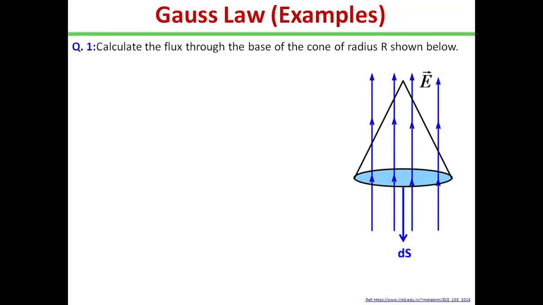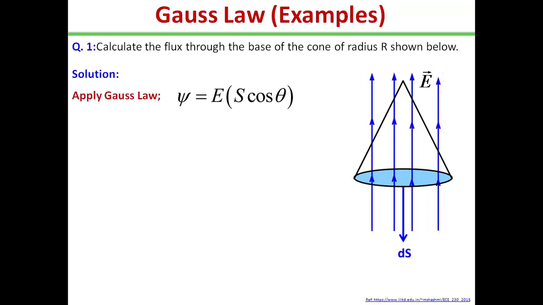figure. Here the cone is given, the electric field lines pass through the base of the cone, and the surface area is directed towards the below of the surface, that is dS. So we have to calculate the electric flux passing through this closed surface of the base of the cone. So let us solve this question.